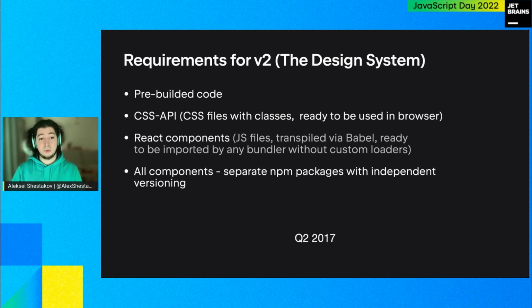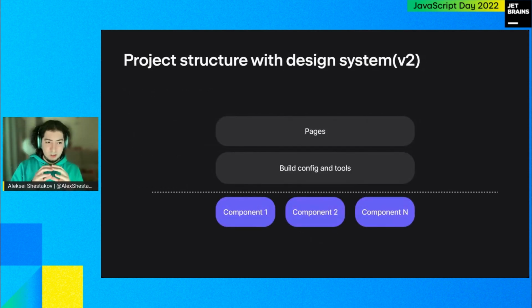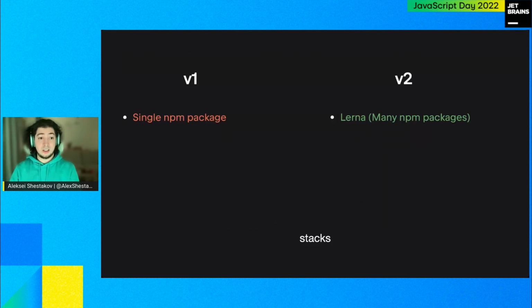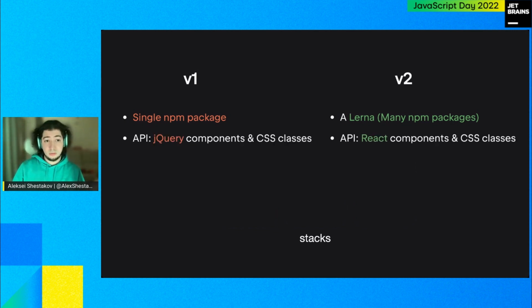And also, all components should be distributed in separate packages to eliminate these bound updates. So the goal was to have minimal requirements for the projects' build infrastructure from the design system side and for the technologies which they're using. And the stack was upgraded according to these requirements. We had Lerna to manage multiple npm packages, rewrote components in React, and created our own lean CSS syntax using PostCSS plugins.